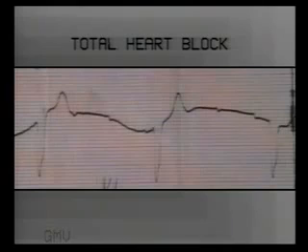This is another ECG of total heart block. Identify the regularly occurring P waves. Wide and slow QRS complexes are obvious.